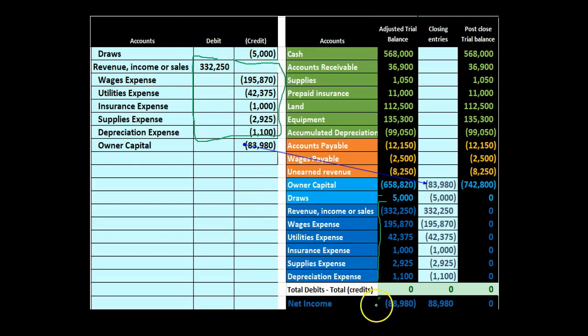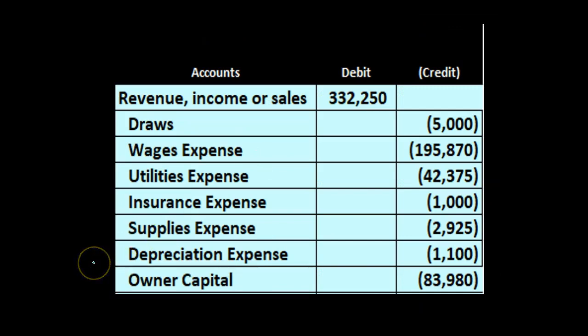by 88,980. And then we recorded the draws, which was the final component, which brings the capital account down by the 5,000. That's how we get this 83,980. So this is going to be the final journal entry where we could rearrange it.